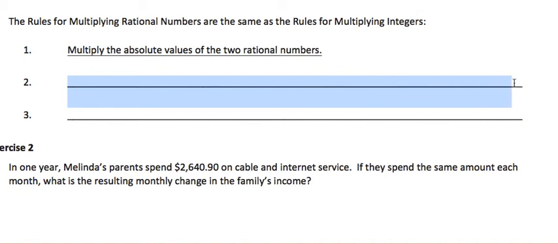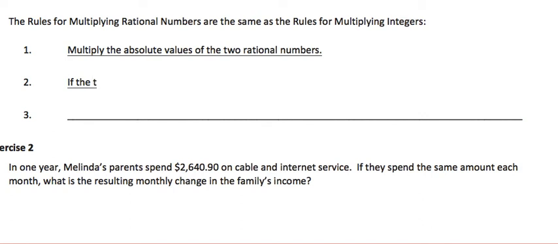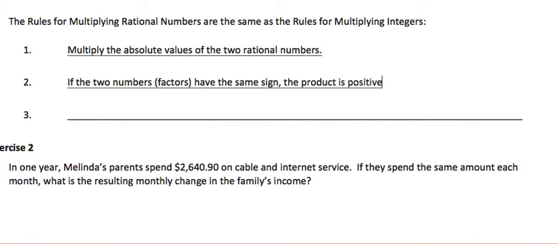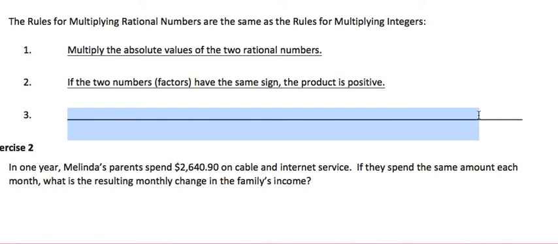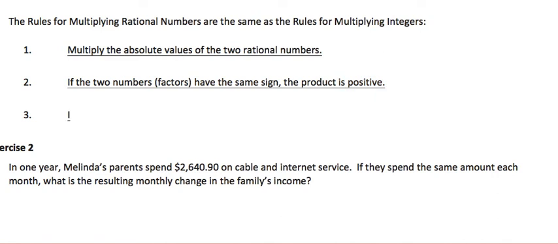Step 2. If the two numbers, which are our factors, have the same sign, the product is positive, and if the two numbers or factors have opposite signs, the product is negative.